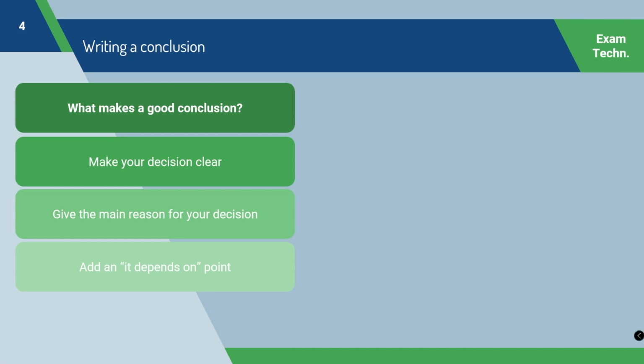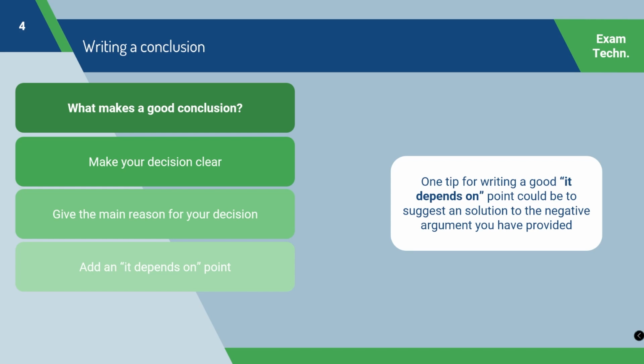crowdfunding is particularly useful for this business, mainly because they're in the IT sector where it works really well with their target demographic of, and so on, if you hadn't already said all that. Yeah. And then finally, what you're looking to do is a success depends on point. Every conclusion, 9 and 12, must have this, and you need to look at your disadvantage paragraph, and you need to give a suggestion of how you would minimize that negative.